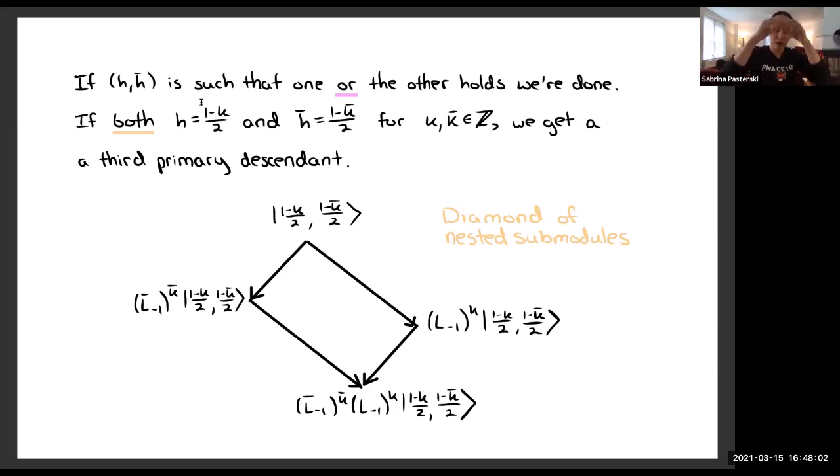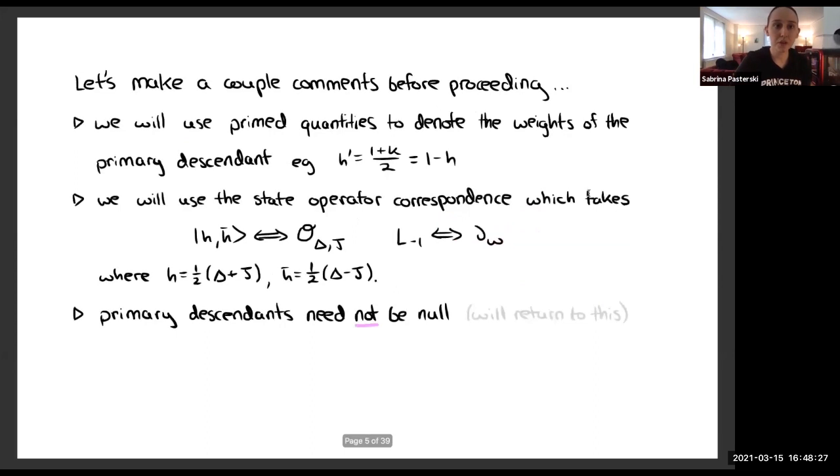And once you have both a holomorphic and anti-holomorphic primary descendant, you actually get a third state, which closes up the structure that I'll refer to as a diamond in various parts of the talk. It's basically just a diamond of nested submodules for these SL2C representations. So right now I've only shown the primary descendants, but there are k bar steps here, k steps here of other states in that module. Good. Okay.